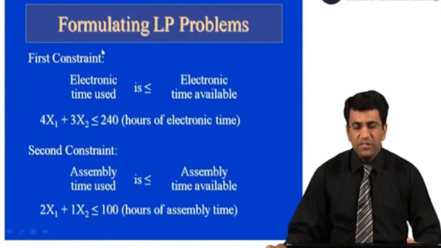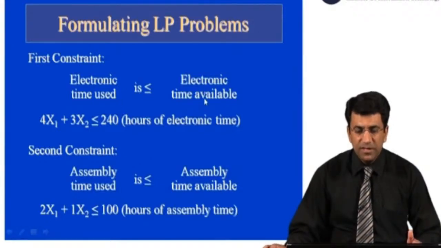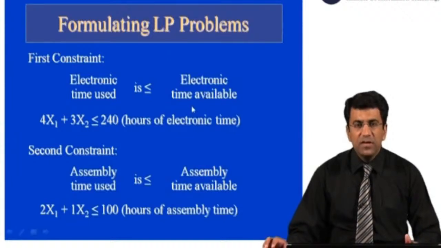So as we discussed, that first constraint is the electronic time used. This electronic time used for both the products, product x1 and product x2, should be less than or equal to the electronics time available. Is it clear? So this is the first constraint. So the total electronic time used for the production of x1 quantity of product 1 and x2 quantity of product 2 will be 4x1 plus 3x2. Now this whole total should be less than or equal to 240 hours, because these hours of electronic time are available. So this is one of the constraints.